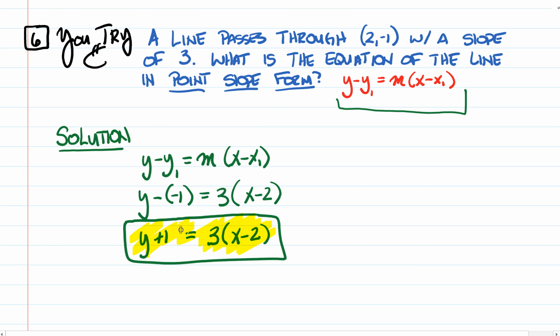So how did I do that? First, I wrote down the point slope form, which I gave to you right up here. Then I wrote down the part that I knew, y minus y1. y1 is a value of -1, equals the slope of 3 times x minus x1, which is a value of 2. I changed the signs, y minus -1 to give me y plus 1. And there you go.